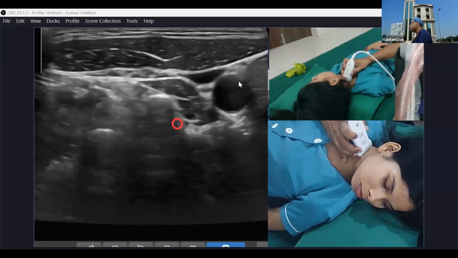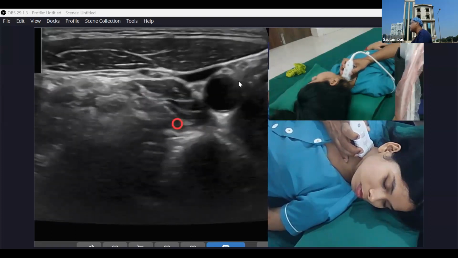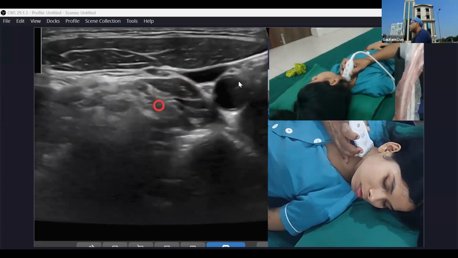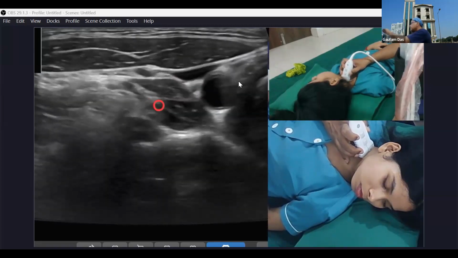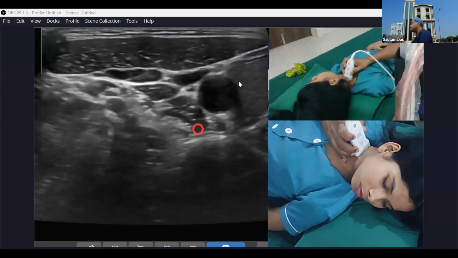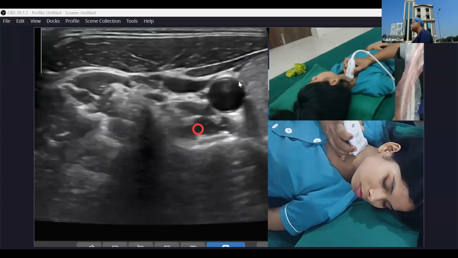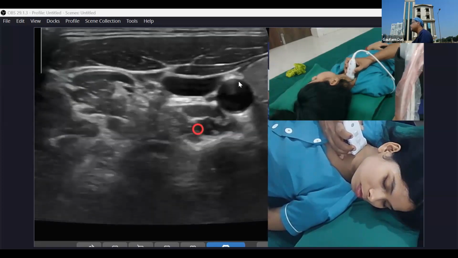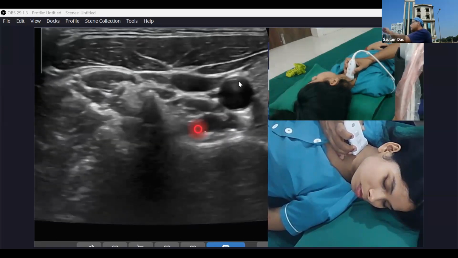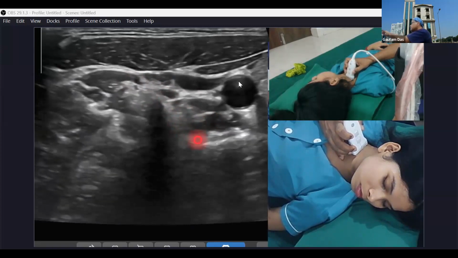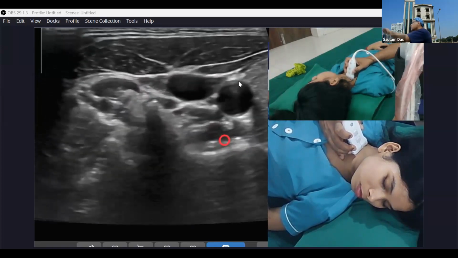So now I cannot freeze it, you have to understand the dynamic scanning. This is your longus capitis. If I'm going above, that is longus capitis, and below that is your longus coli. Now if I'm coming down, this was our home page. This was your anterior tubercle, this was your longus capitis, this was your longus coli, and this was your jugular vein.